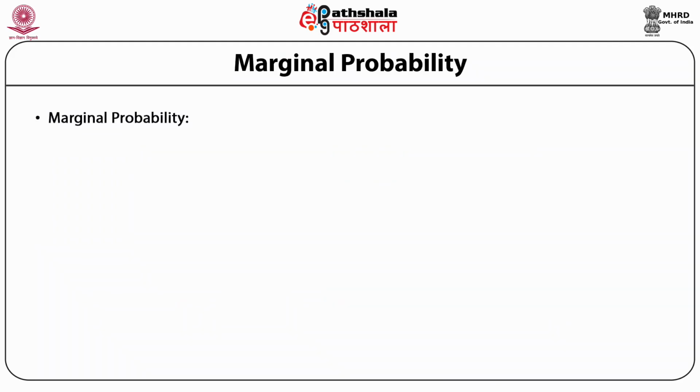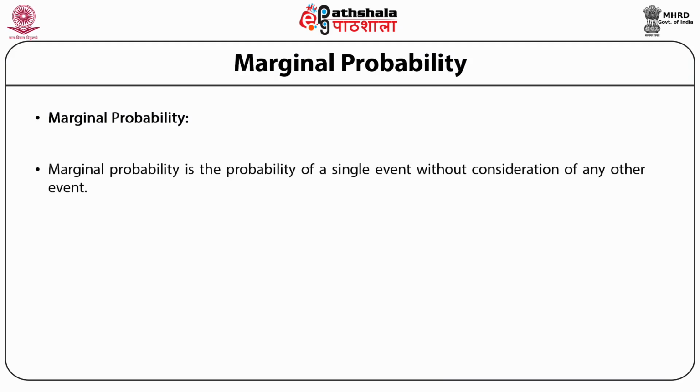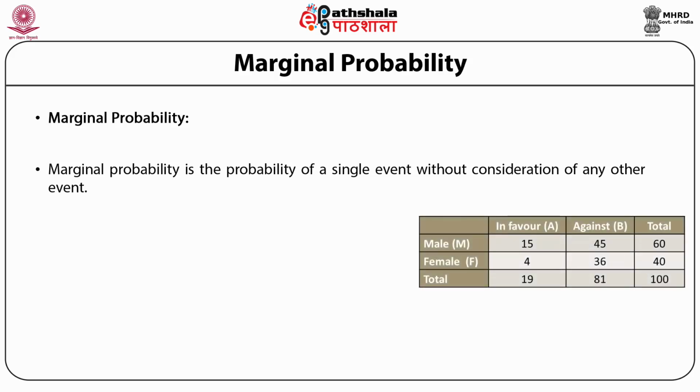Now, marginal probability, as we already discussed, is the probability of a single event without consideration of any other event. Marginal probability is also called simple probability. Listing the marginal probabilities, we take in favor and against, male, female, row wise and column wise. Probability of A, in favor, is 19 divided by the grand total of 100. So favorable is 19 and the total number of items is 100.